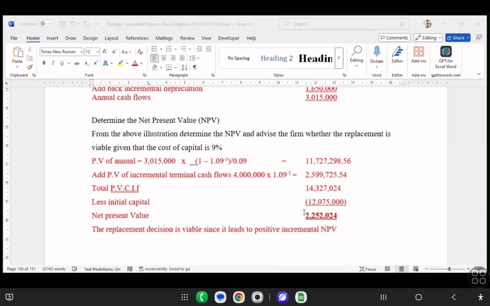That's the way you go about such a question on evaluating whether it is viable to replace an existing asset with a new asset. It's called a replacement decision. You carry out the cost benefit analysis and determine whether it is a viable decision. And I think with that, everyone, unless someone has a question, is there any question?